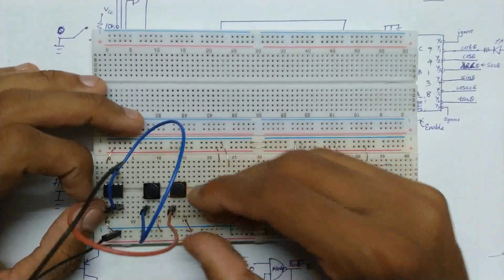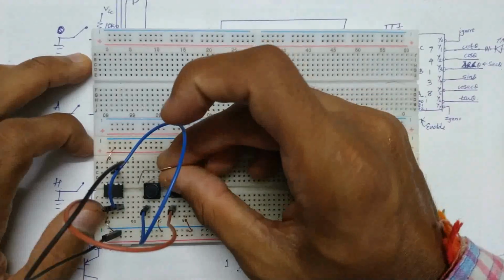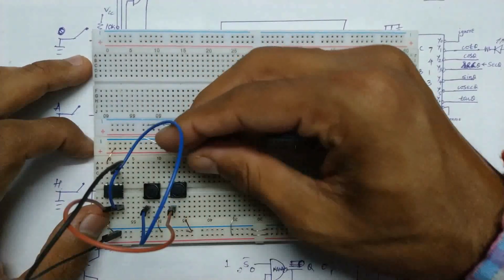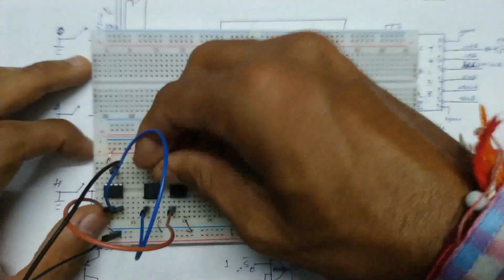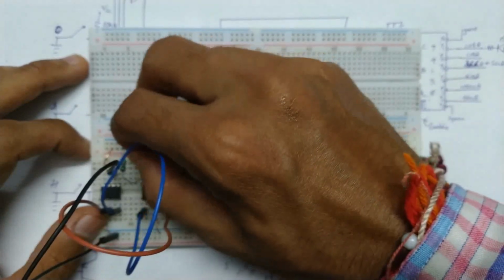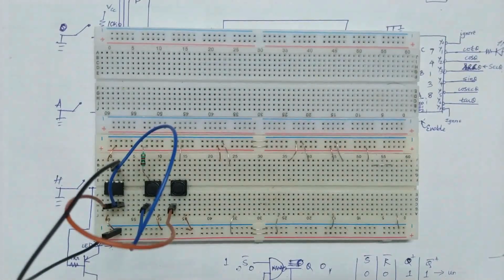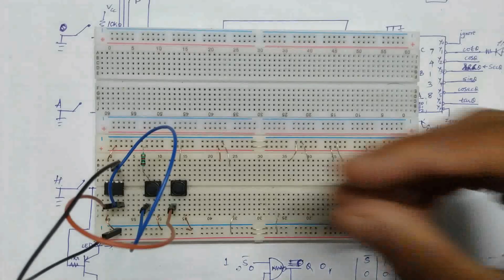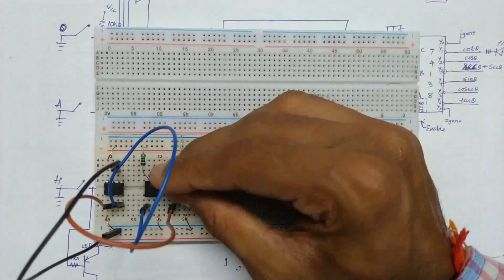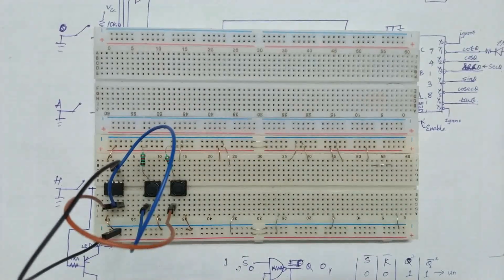Okay, that's it. Now I need to pull up these points, so I'll pull it up by using a 1 kilo ohm resistance. You can use anything from 1 kilo ohms to 10 kilo ohms, maybe 15 kilo ohms as well, as pull-up resistors. I'm using 1 kilo ohms because that's what I have right now.